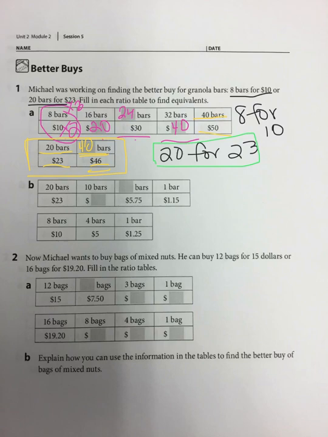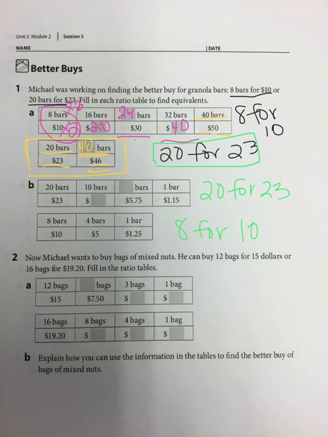1B. So 1B, it's the same numbers that we're working with. So we're still working with 8 bars for $10 or 20 bars for $23. I didn't want to get confused, so I labeled my ratio tables. So 20 for 23 is the top one, and then 8 for 10 is the bottom one. Then I knew exactly which ratio table was which, and I didn't get confused.